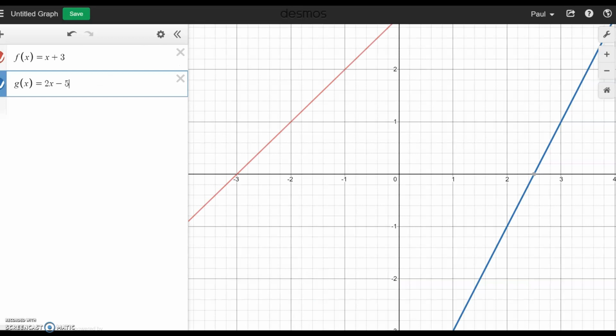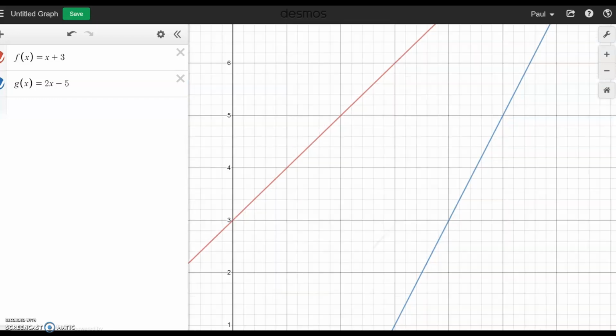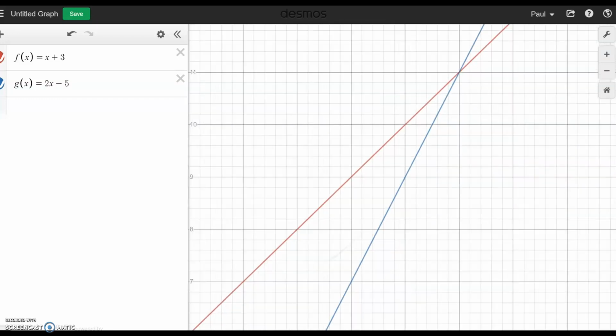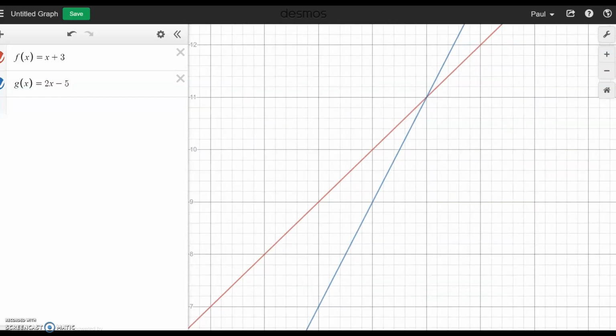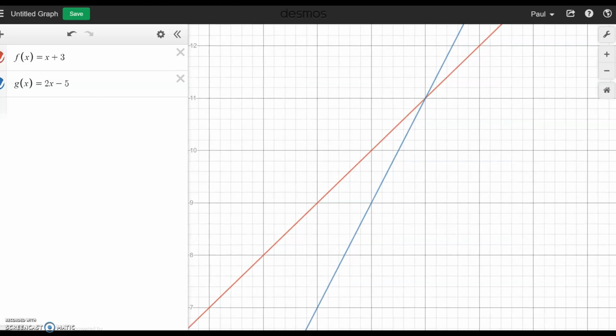So I put in f of x equals x plus 3 in red, just for the heck of it, and g of x equals 2x minus 5. And I'm interested in when the output of the red is larger than the output of the blue. In other words, when it's on top of it. Well, it looks like it's on top of it for a lot. The question is, does it ever become where the blue is on top? And so let's take this out and see where the crossover point is. The crossover point is right here, and that's at x equals 8.